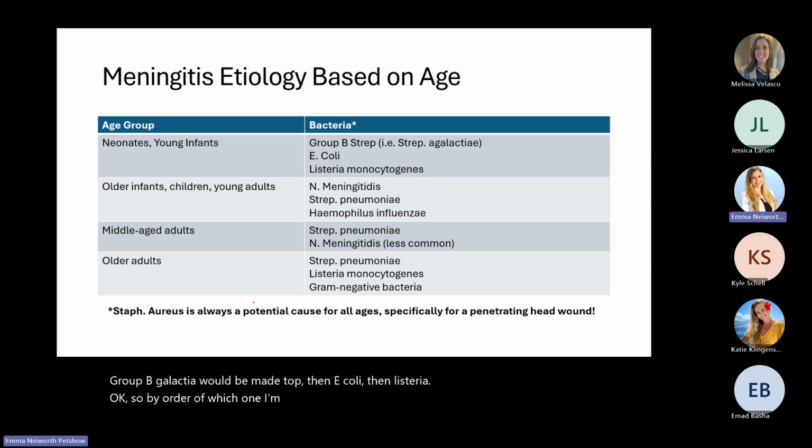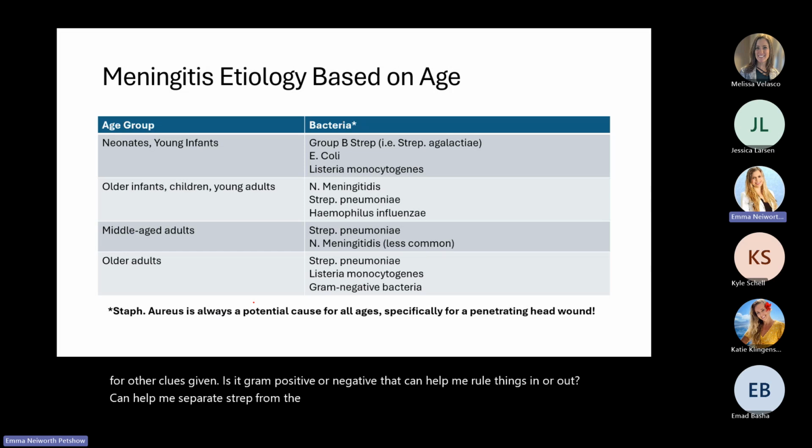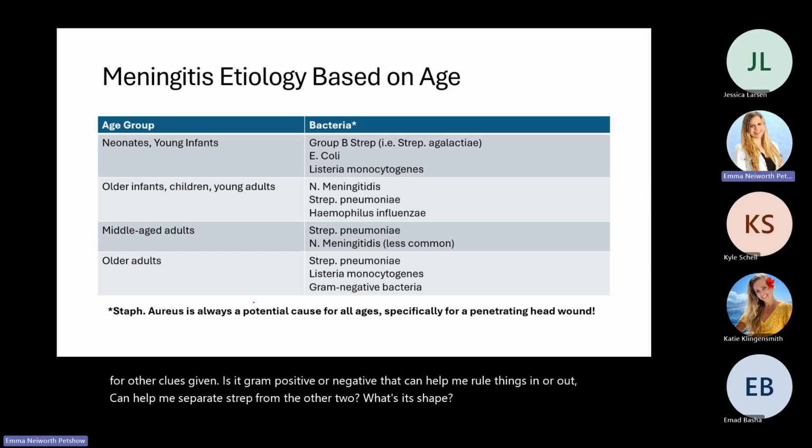How am I going to know? I'm going to look for other clues given. Is it gram positive or negative? That can help me rule things in or out. It can help me separate strep from the other two. What's its shape? What was their exposure risk? That's how I'll narrow down between these three bugs.